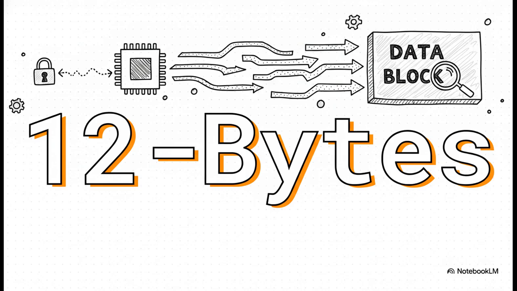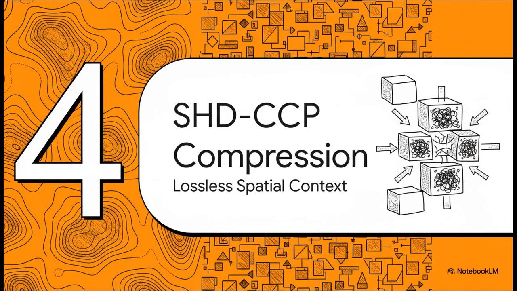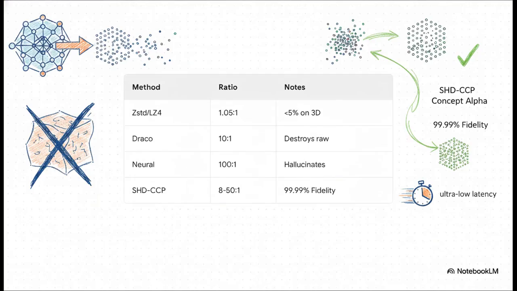It's incredibly efficient. Which brings us to Section 4, SHD-CCP, lossless spatial compression. Mapping is great, but to store these topographical networks efficiently, we need some serious compression. The thing is, standard compression just flat out fails on spatial AI data.